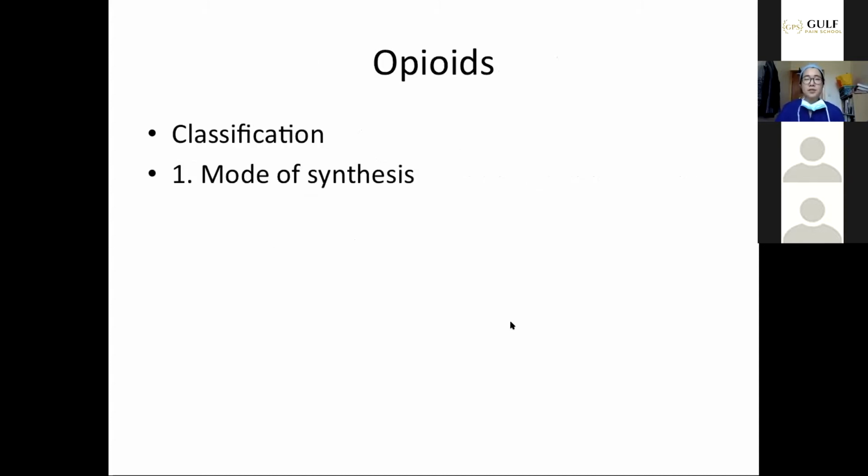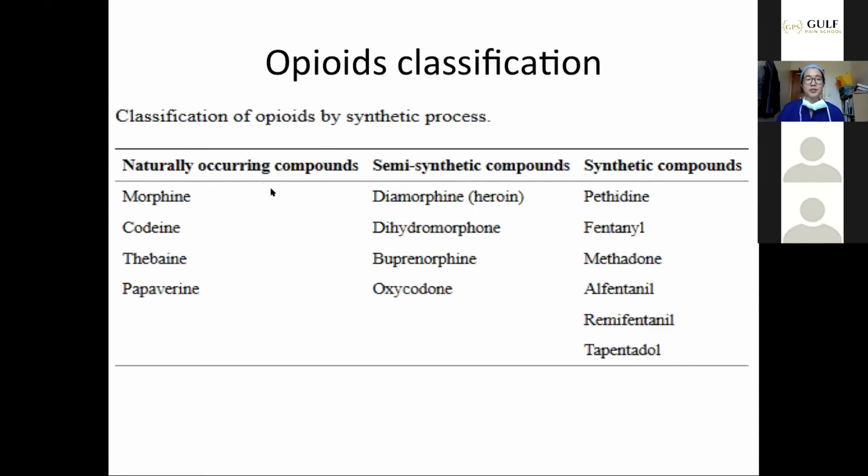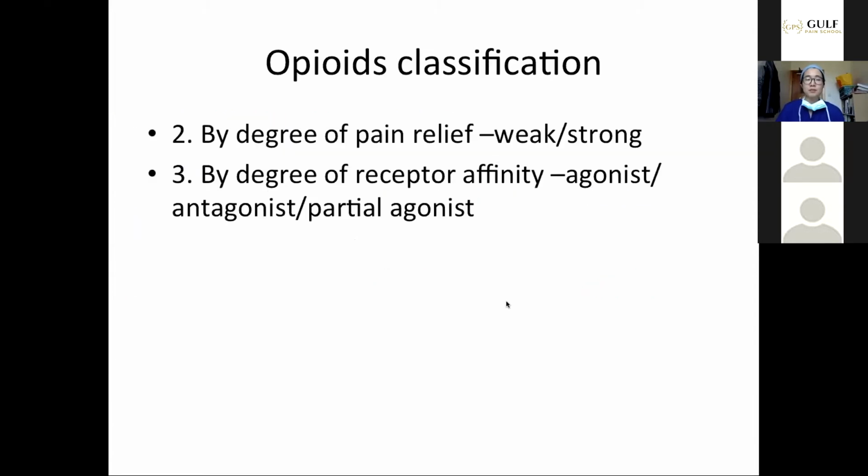So in terms of opioids, there are various different classifications, such as mode of synthesis. You can have naturally occurring compounds, semi-synthetic or synthetic compounds. Also by degree of pain relief, so you can have weak opioids or strong opioids. You can also classify opioids by degree of receptor affinity, so you can have agonist, antagonist, partial agonist.